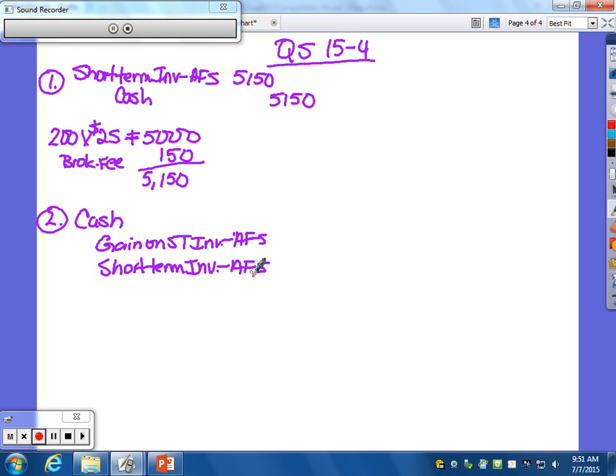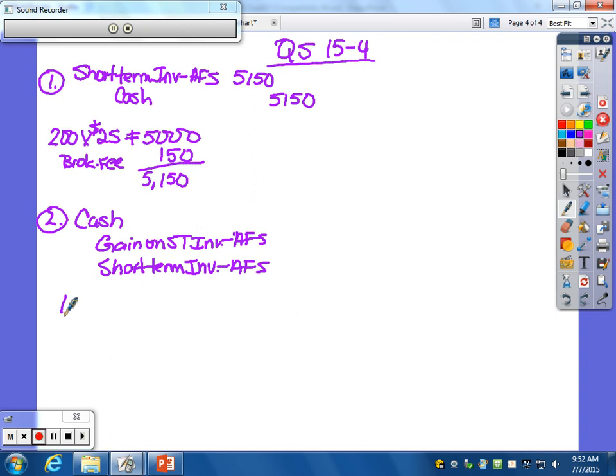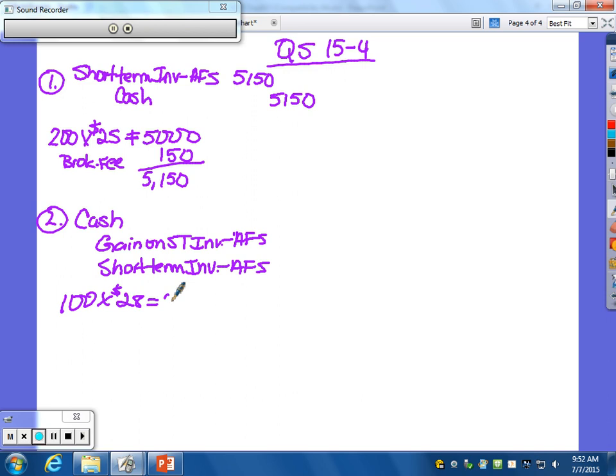Now, how many shares did they sell? 100. 100 shares at what price? $28. Which equals what? $2,800 minus what? $90. That's the commission, right? Which equals what? $2,710. So we know that's the amount of cash that they received, right?